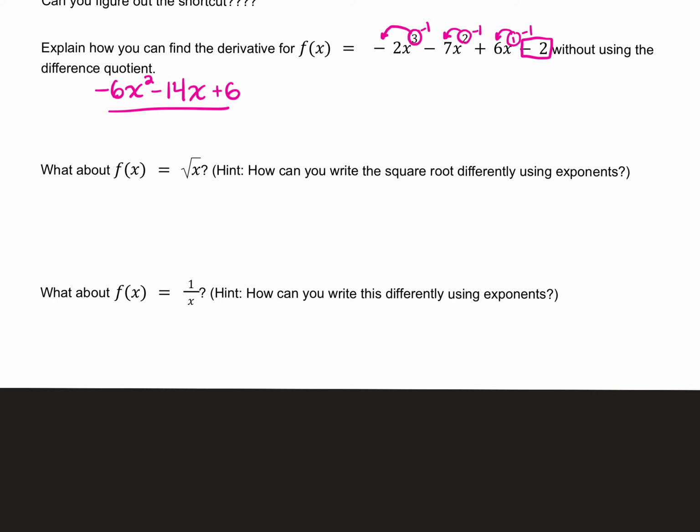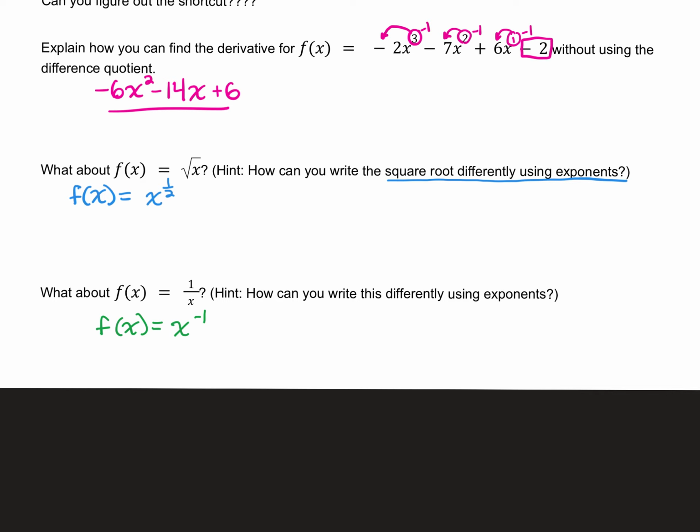Now, when we start talking about some more kind of interesting ways of writing x, we have something like the square root of x. So we want to talk about how we can write the square root using exponents. And that's really f of x equals x to the 1/2 power. Now I'm going to take a second here and go down to the next example and talk about how we can write 1 over x with an exponent. And that would be f of x equals 1 over x, that'll be x to the -1 power.